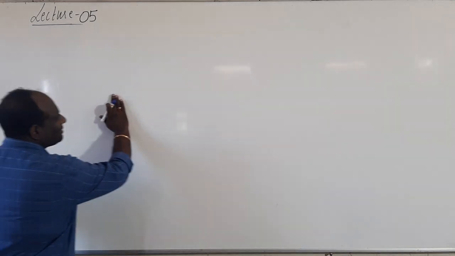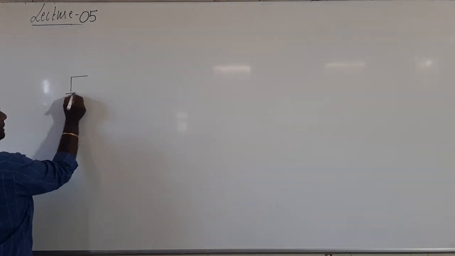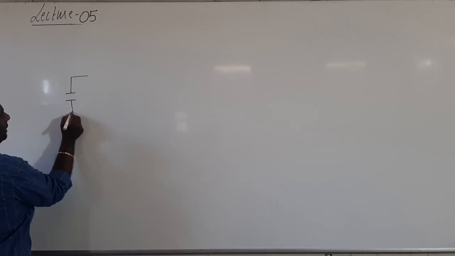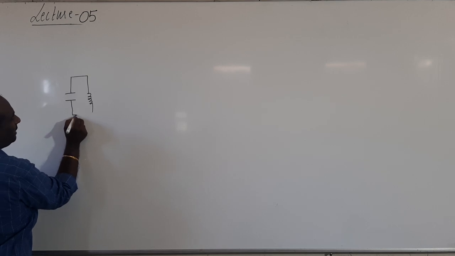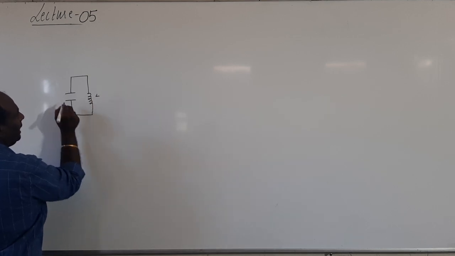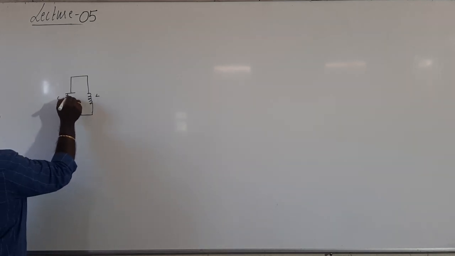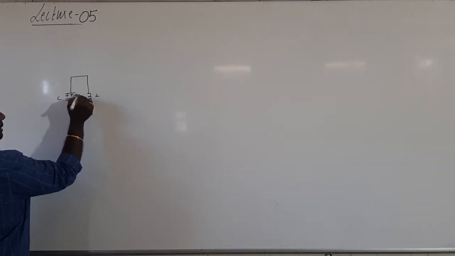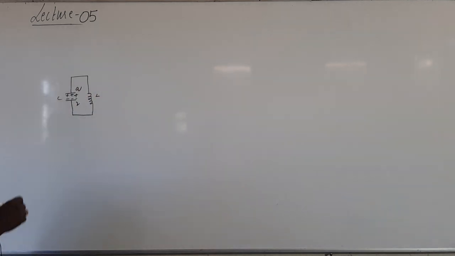In the last class we discussed that a capacitor is completely charged. This is a capacitor. Assume this is completely charged. This completely charged capacitor is connected to an inductor L, capacitance C. Here the capacitor is completely charged. This is the positive plate, this is the negative plate. The charge on this capacitor is Q. Assume at t equal to 0, it has maximum charge.